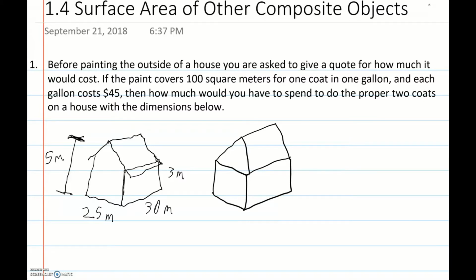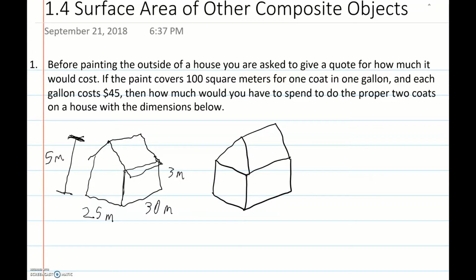Now, luckily for us, the roof parts don't need paint, on this side and on the other side. So we aren't going to be focusing on those, but we do need to find the area of this triangle here. So we need to find that triangle, and then all the different sides of our house.